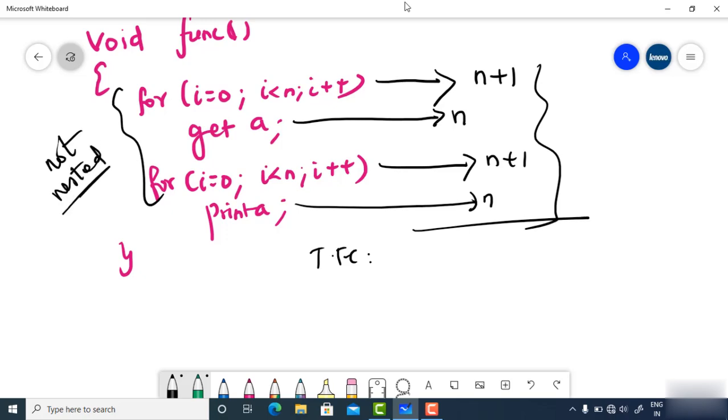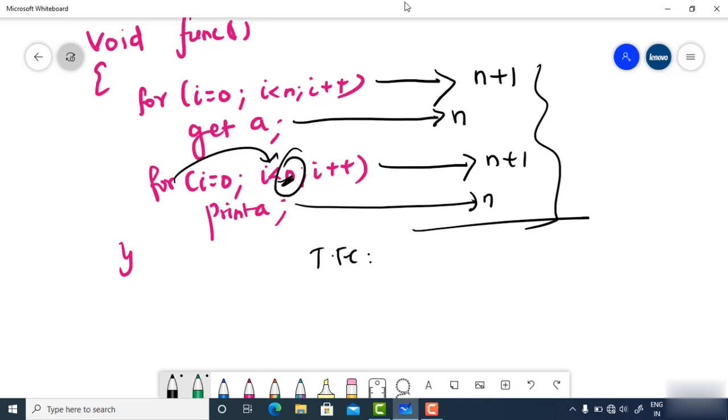In the very next example, I will talk about a nested loop, but these two are not nested. They are separate, independent for loops. Of course they depend on n, the size of the array, but they are independent of each other. That's what I'm insisting, right?